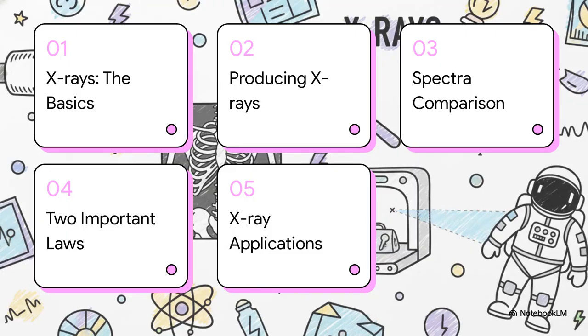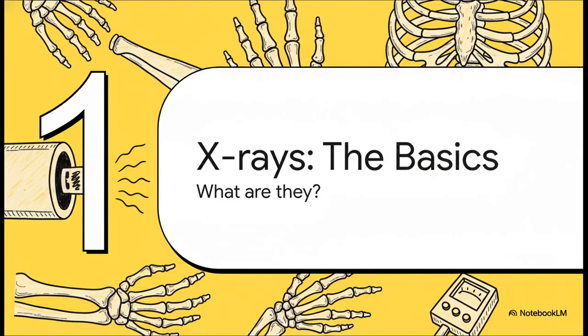Here's our game plan. We'll start with the absolute basics. Then we'll look at how X-rays are actually made, compare the two different types of spectra, which is crucial. Then we'll look at two very important laws and finish up with some real-world applications. By the end of this, you're going to have a really solid grip on the whole topic. All right, let's jump right into our first section, the basics.